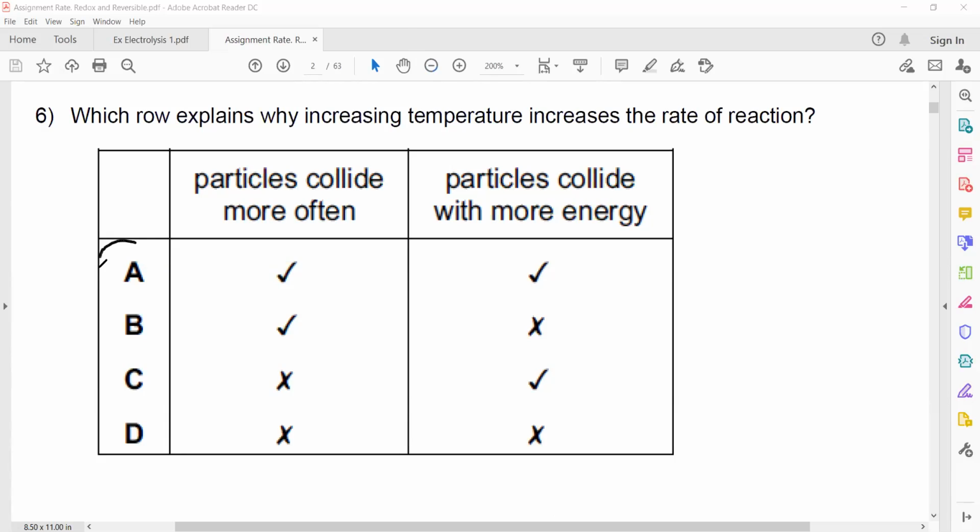So A is the right answer, because when we increase temperature, particles have more collisions and the particles will have more energy as well.